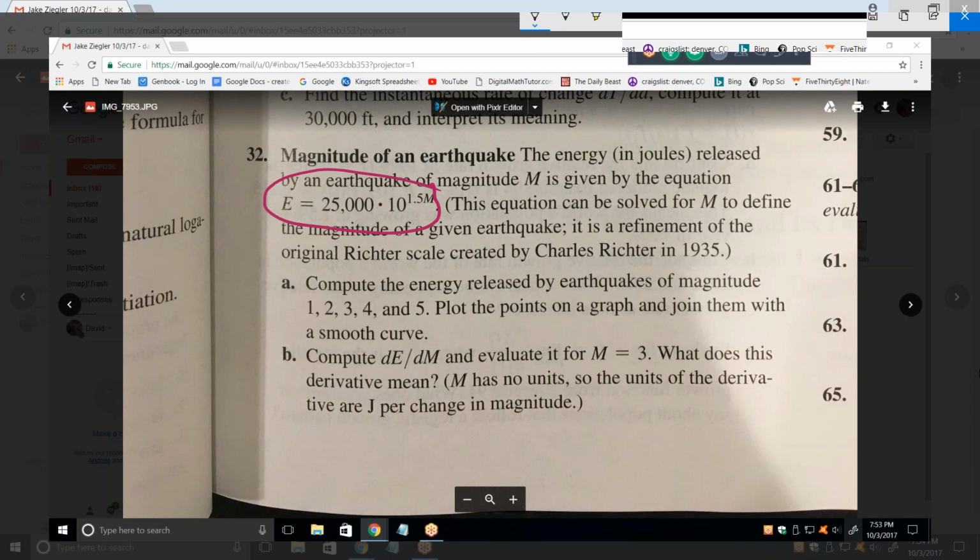Well, that's a calculator problem, right? In other words, when you substitute that for m, you're going to have 25,000 times 10 to the 1.5 power. That's just a number. When you substitute 2 for m, you're going to have 25,000 times 10 to the third power. You with me? Okay.